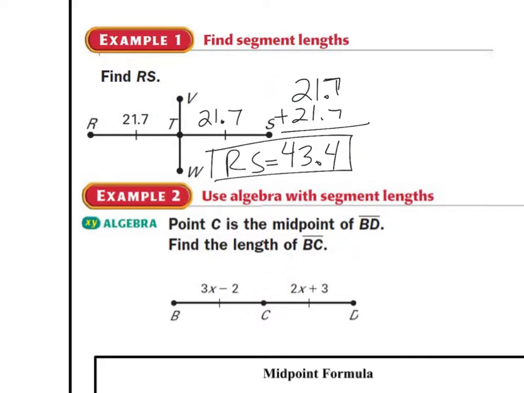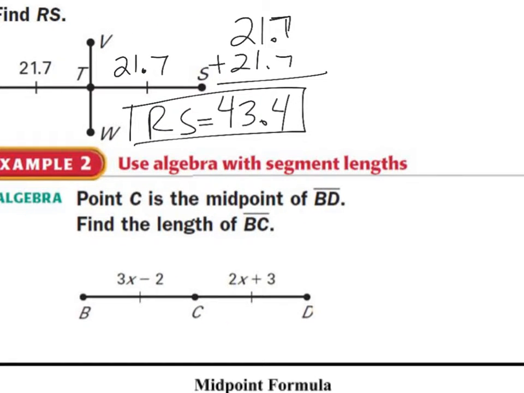Point C is the midpoint of segment BD. Find the length of segment BC. Okay. Tell me again what those notches mean? Congruent, which means that they're equal in measure, which means that the measure of BC should be equal to the measure of CD, right? Because there's a midpoint in the middle. And so we are going to set these two things equal to each other. So we know BC is equal to CD.